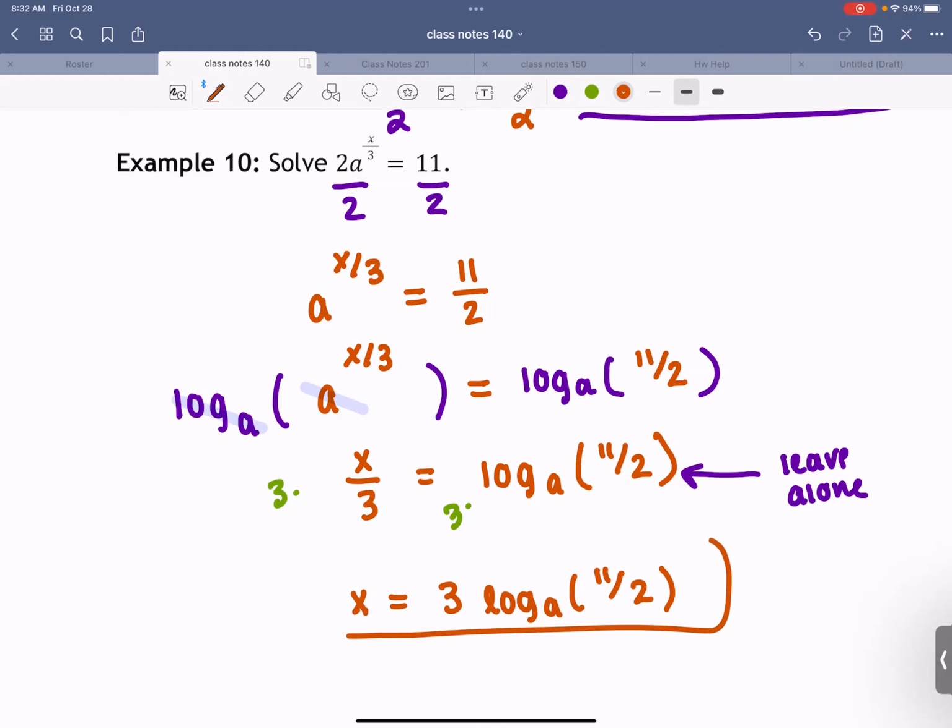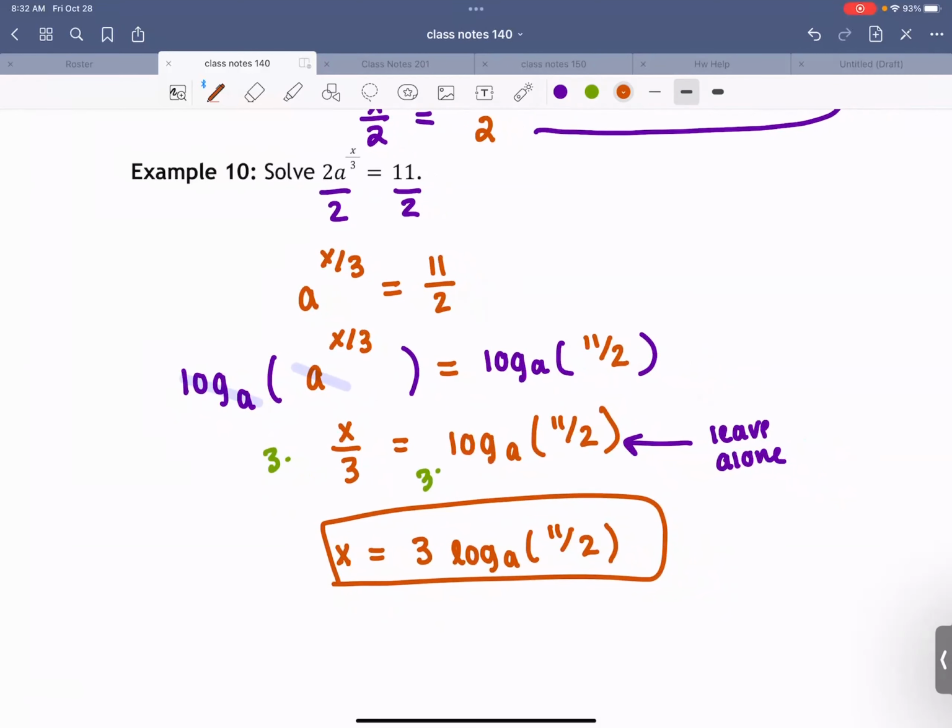So is that right? That's 3 log a, or is it 3 times log a? I would say, if I were to say this, I would say 3 either times or just 3 log base a of 11 over 2. That's what I would say.